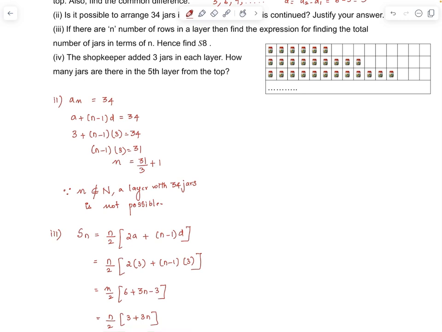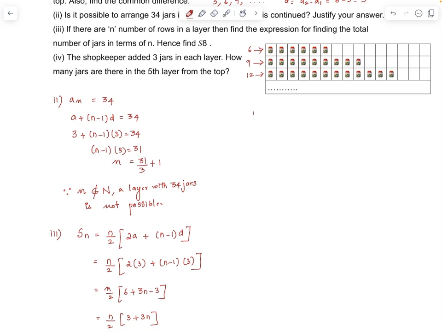Fourth question. The shopkeeper added 3 jars in each layer. How many jars are there in the fifth layer from the top? 3 jars are added to each layer. So the first layer has 6. Second one 9. Third one 12.